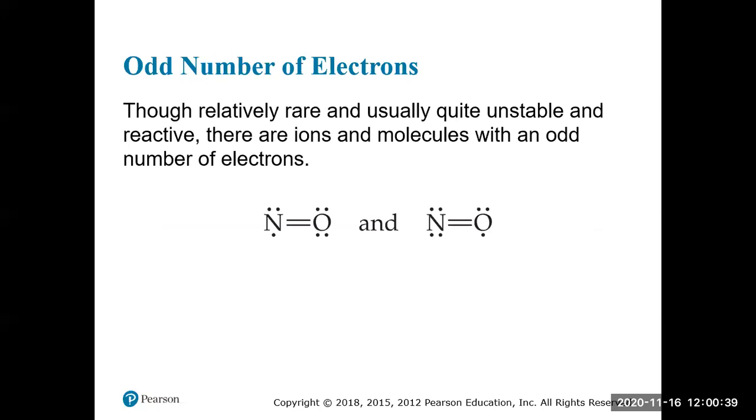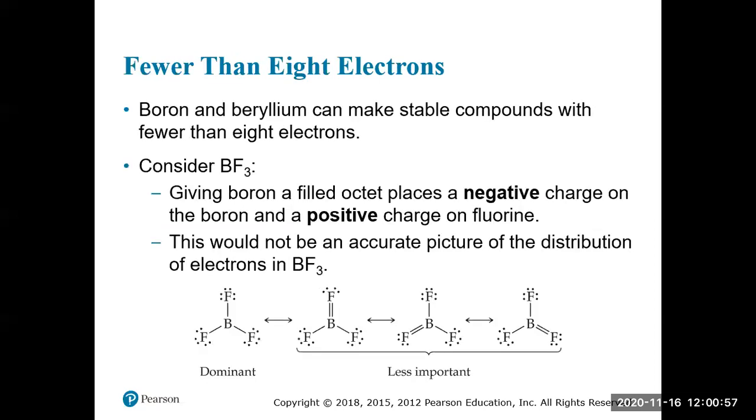The odd electron one, here's an example of it. And we're not going to really spend any time on that because, in all honesty, you don't find these very often. They tend to be unstable, very reactive, and so we're not going to worry about that. The fewer than 8 electrons, that happens. That's not uncommon to see. Boron and beryllium are 2 examples of this that can make stable compounds with fewer than 8 electrons.